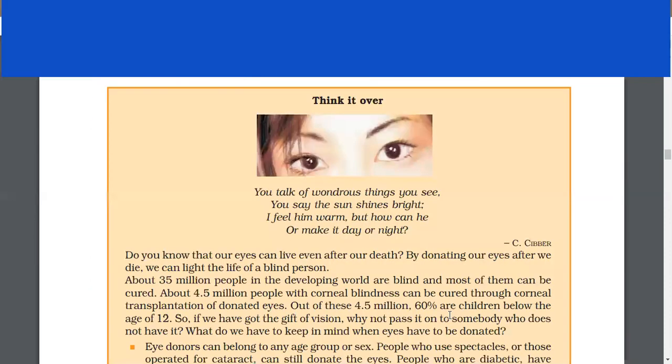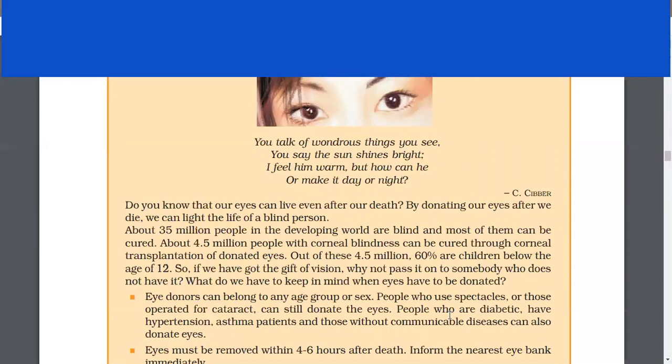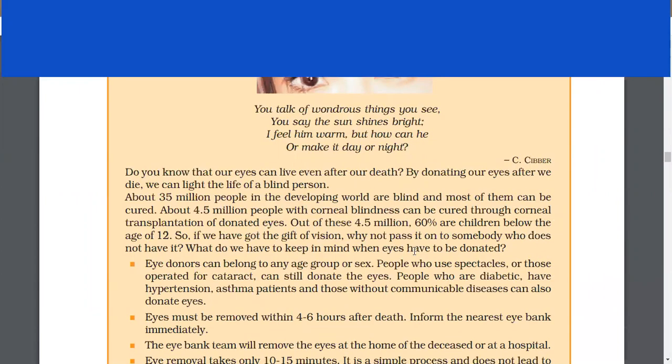Think it over. You talk of wondrous things you see. You say the sun shines bright. I feel him warm. But how can he make it day or night? Do you know that our eyes can live even after our death? By donating our eyes after we die, we can light the life of a blind person.